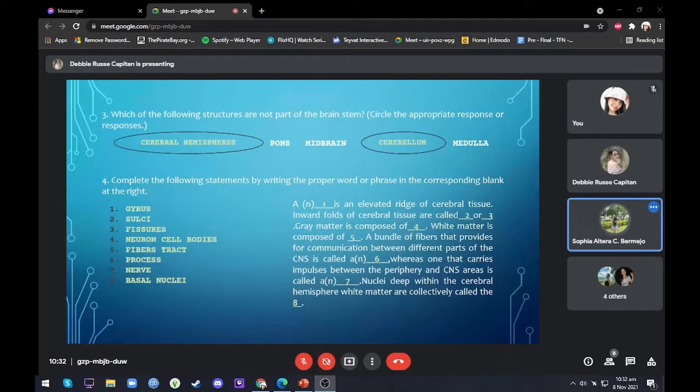And number six, the fiber that carries impulses between the periphery and CNS areas is called the projection fibers. Number seven, nuclei deep within the cerebral hemisphere white matter are collectively called the basal nuclei. And number eight, it is the basal nuclei.